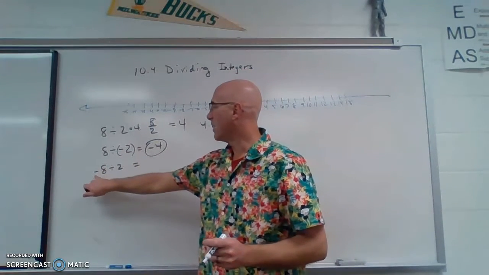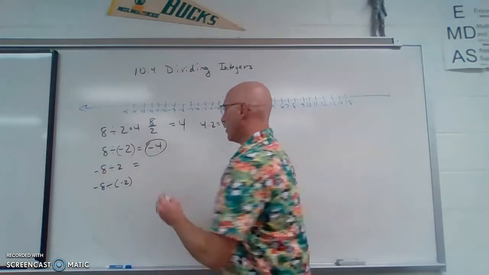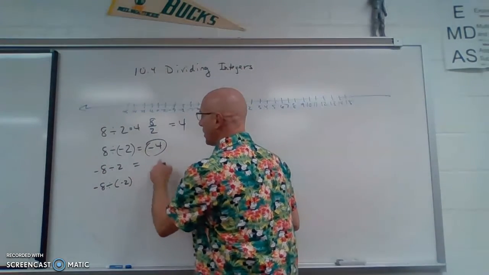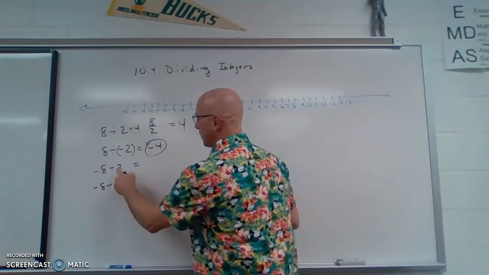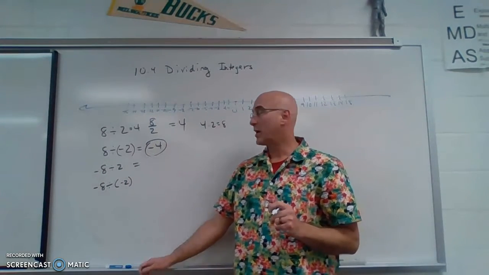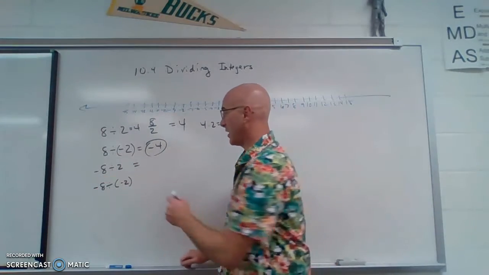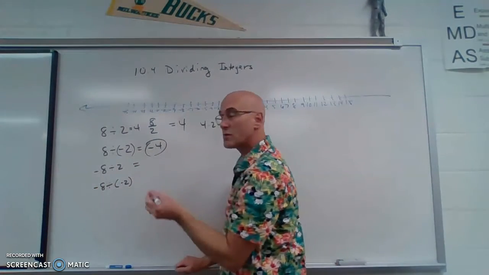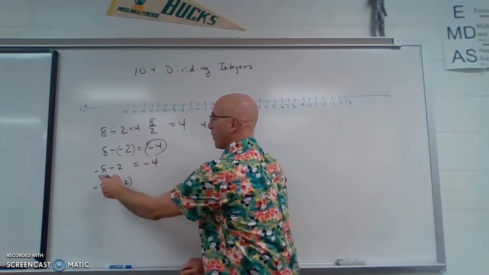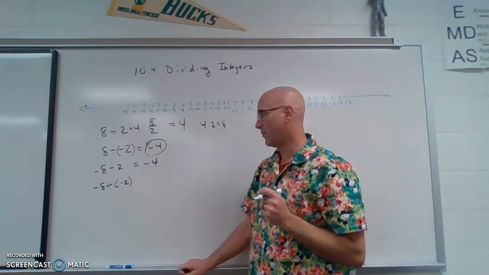Now, negative 8 divided by 2. We have to figure out what here is multiplied by 2 to get a negative 8. So we know that a positive times a negative is a negative. So 8 divided by 2 is 4. Therefore, negative 8 divided by 2 is negative 4.